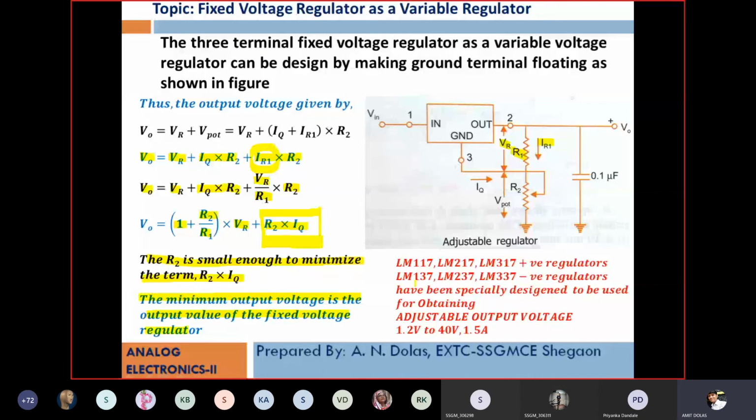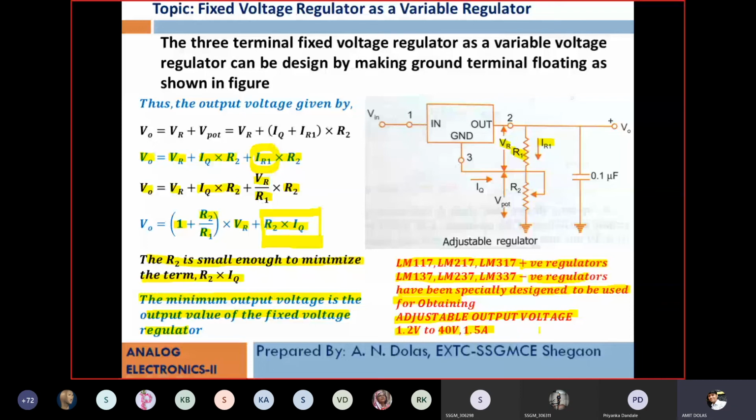Now this is the variable voltage regulator using fixed voltage regulator. Instead, there are ICs directly available like LM117, 217, 317 for positive voltage regulator, then LM137, 237 and 337 for negative voltage regulator, which have been specifically designed for obtaining adjustable output voltage in the range of 1.2 volt to 40 volt with the current rating of 1.5 ampere.